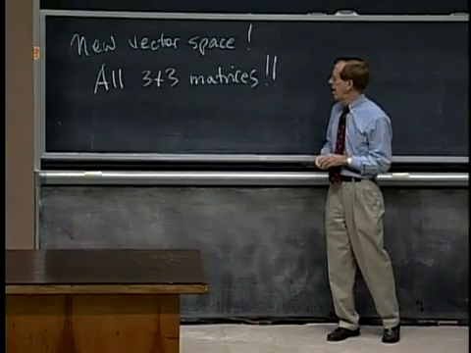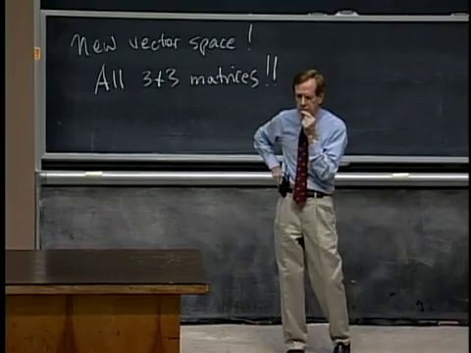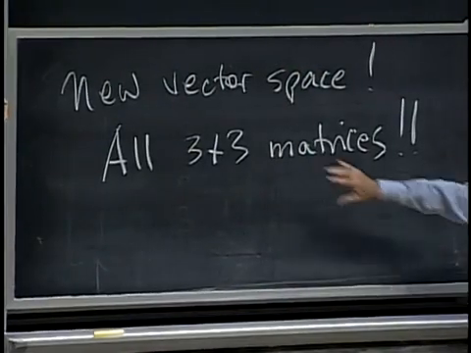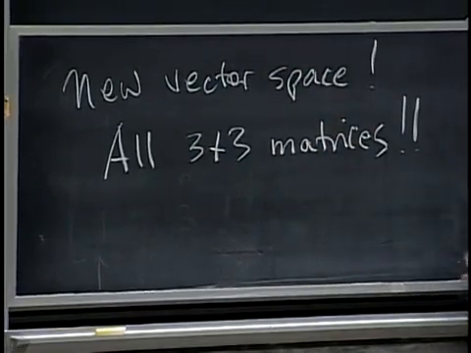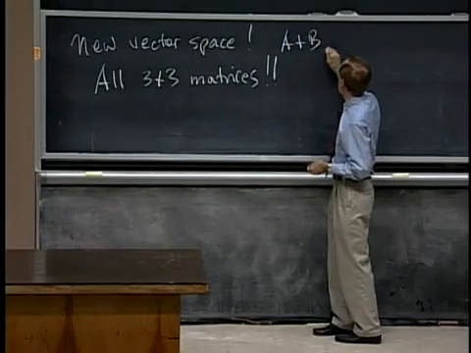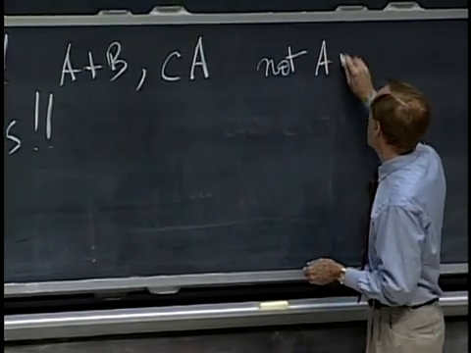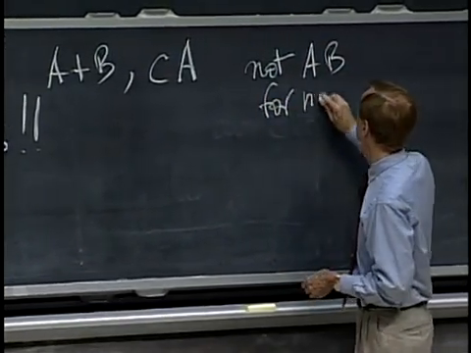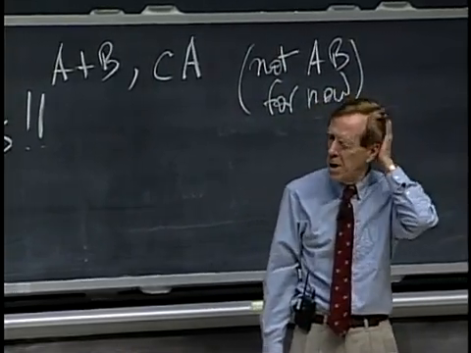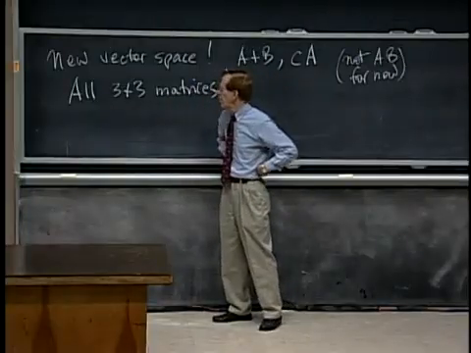So now we have a different vector space. Now, of course, you can say you can multiply those matrices. I don't care. For the moment, I'm only thinking of these matrices as forming a vector space, so I am only doing A plus B and C times A. I'm not interested in AB for now. The fact that I can multiply is not relevant to a vector space. Okay, so I have 3 by 3 matrices.